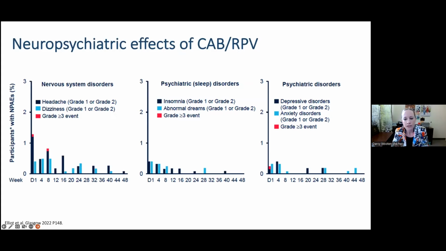I think what is really nice is this figure, which shows how these side effects play out over time. And what you can see for all of the different categories of side effects is, number one, they were mostly mild, grade 1 or 2. And then they also seem to go away after a couple weeks of being on the regimen and having people adjust to it. So I think we can expect that some of our patients will get some neuropsychiatric effects on cabotegravir/rilpivirine. I think we can reassure our patients that these will be mild and that they'll probably go away over time.